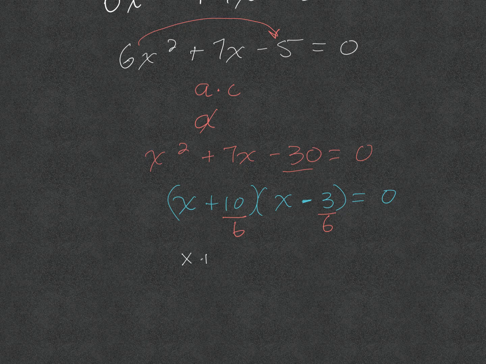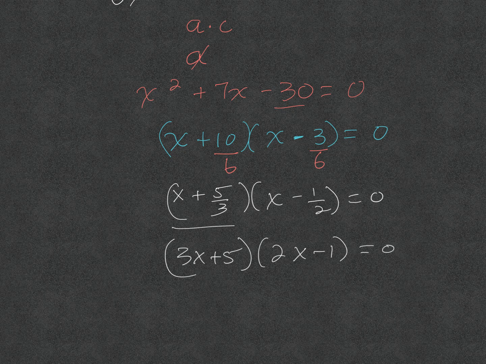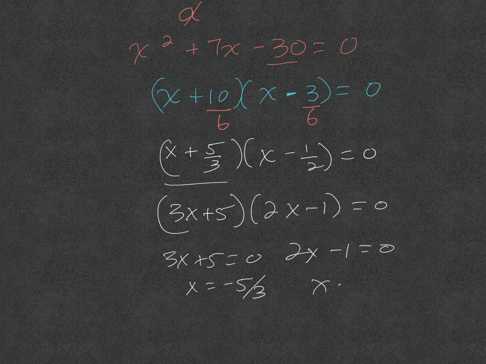When we do that, we get x plus 5 over 3 and x minus 1 over 2 is equal to 0. Then we multiply this one by 3, 3x plus 5, and we multiply the second binomial by 2, 2x minus 1 equal to 0. Hey, we get the same solutions. Set each equal to 0 and solve. x is equal to negative 5 over 3, and x is equal to 1 over 2.